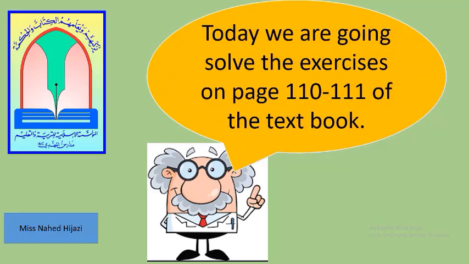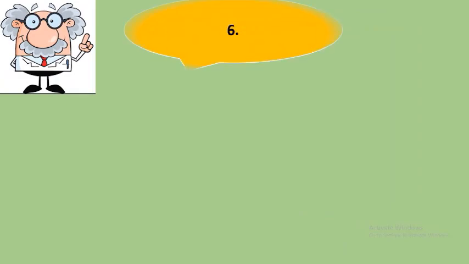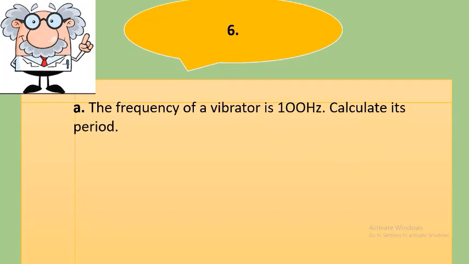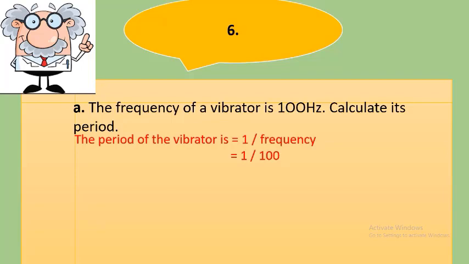Today we are going to solve the exercises on page 110, 111 of the textbook. Exercise 6. The frequency of a vibrator is 100 Hz. Calculate its period. We recall that the period of a vibrator is 1 divided by the frequency. In this case, it's 1 divided by 100, which is 0.01 seconds.